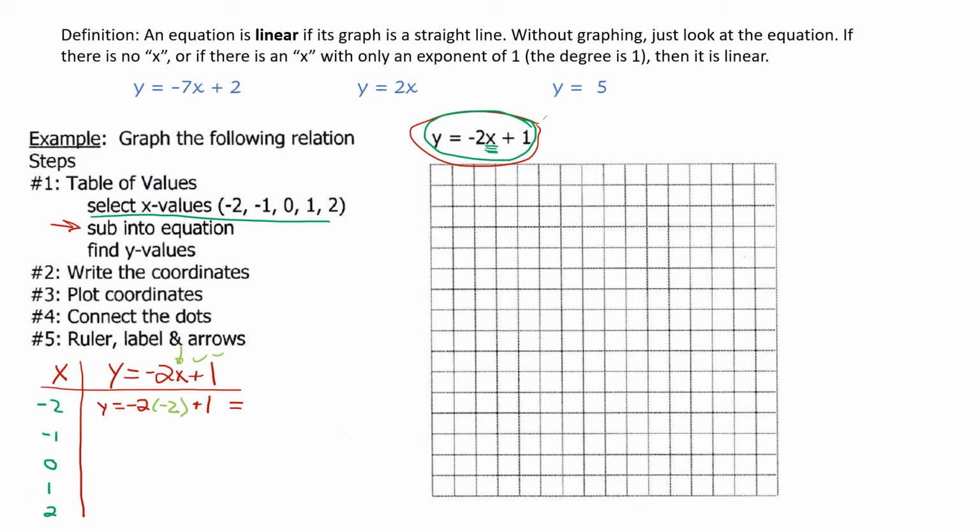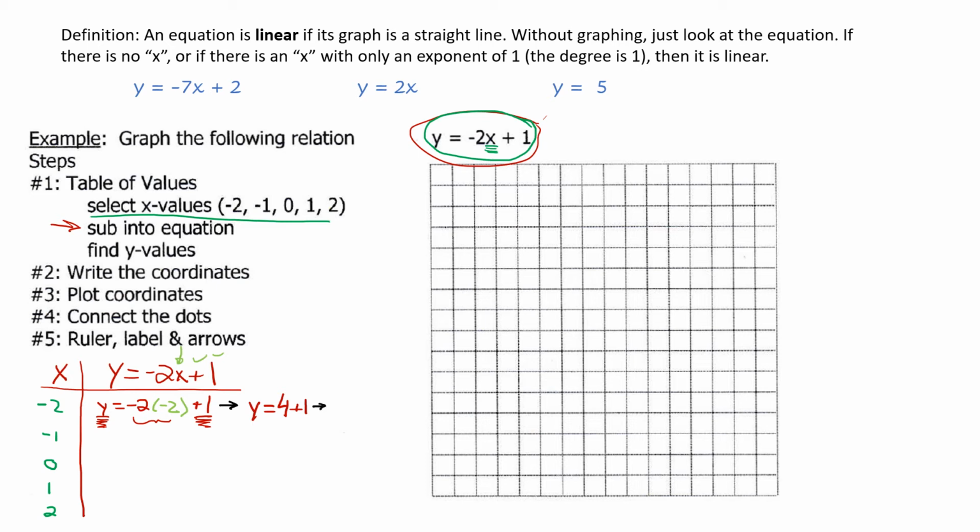So -2 times -2, that's going to be a 4. Let me just make this look a bit better here. Let me erase this equal sign, and I'm going to put an arrow here to show that I'm doing my next line. So y equals, I just wrote y equals -2 times -2 is +4, and then +1 goes next. Okay, so that's that step.